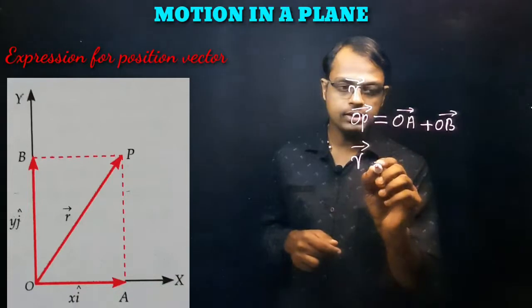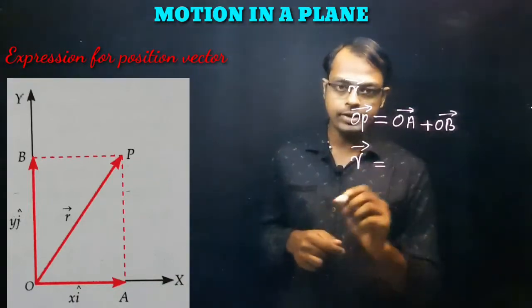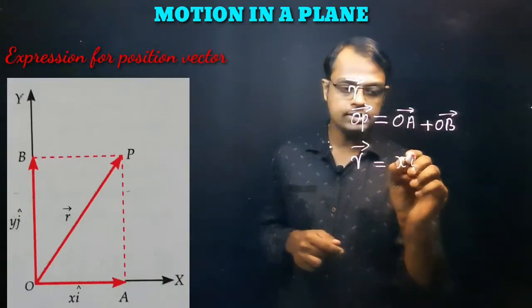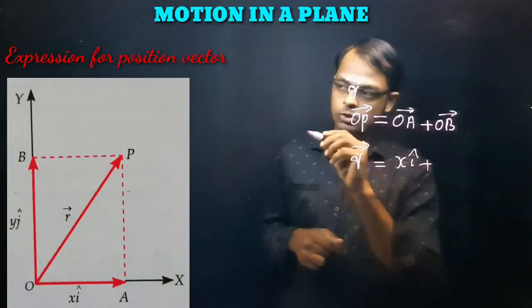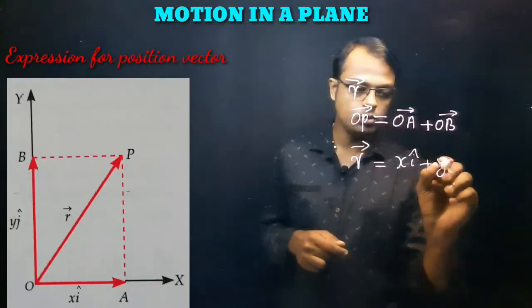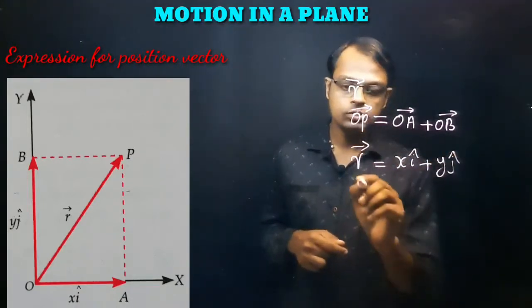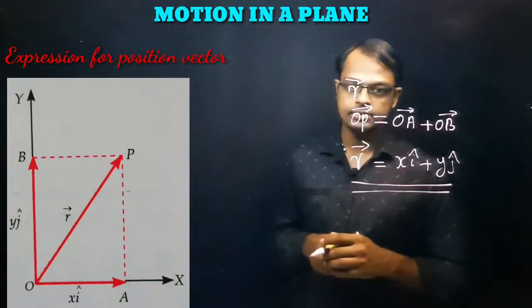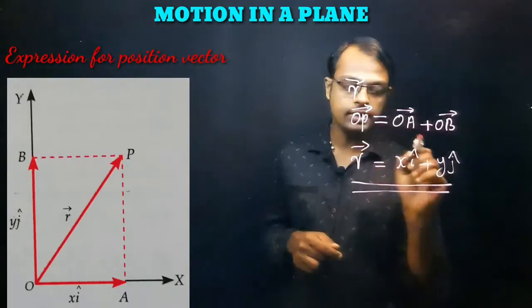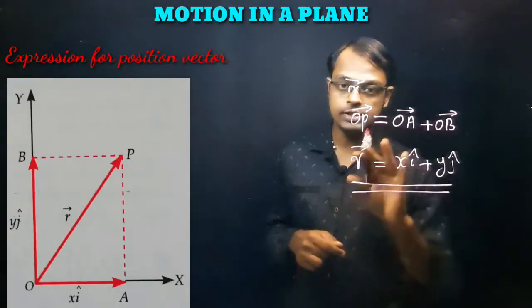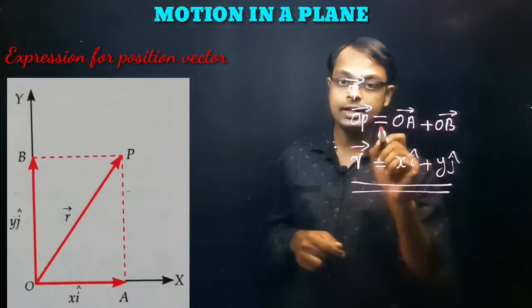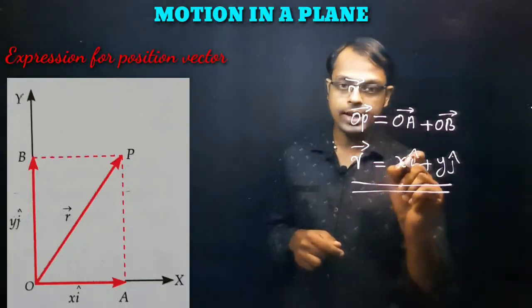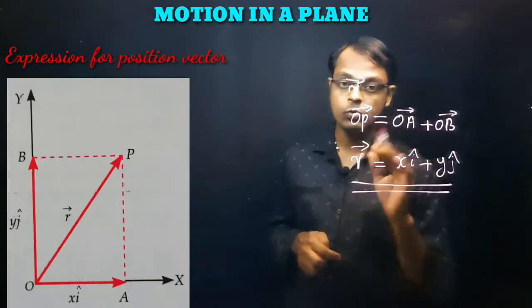So R vector is equal to, now what is the OA vector? That is equal to Xi cap, plus what is the OB vector? That is equal to Yj cap. So this is the representation of position vector in terms of x component as well as y component. We are discussing mainly motion in a plane, so there are only two axes, the x-axis and y-axis.